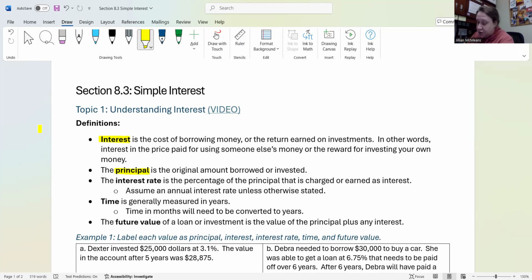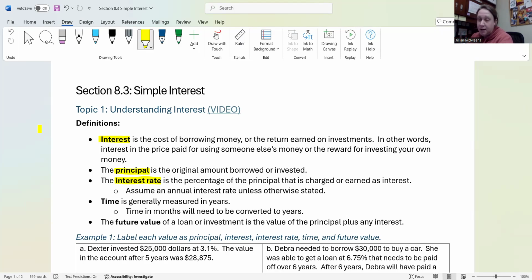Next, we have an interest rate, and this is where our work in 8.1 is going to come in handy. The interest rate is the percentage of the principal that is charged or earned as interest. So if you get a car loan for 7% interest, that's the interest you're going to pay based on how much you borrow. And if you invest money, you might get a 1.1% interest rate on your investment. So it's always the percentage. When you think of these interest problems, the percentage is going to be your interest rate.